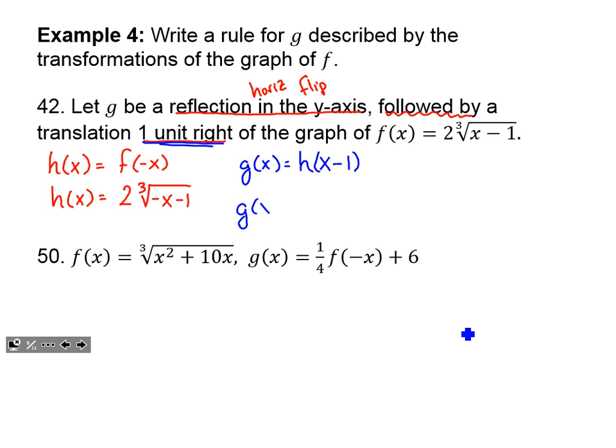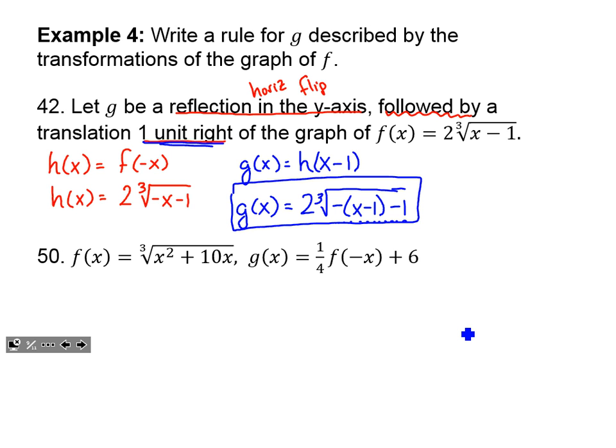And that means that my g of x is going to equal 2 times the cubed root of -x minus 1 minus 1. I don't know why I said plus 1. It was always a minus. But that should be my final function. And yes, there is some cleanup work. We could distribute and combine like terms to clean that up. But really, for our purposes in this class, I like this as a final answer. I think this clearly shows that you see the horizontal flip followed by adjusting that input further by taking it not just x, but x minus 1.